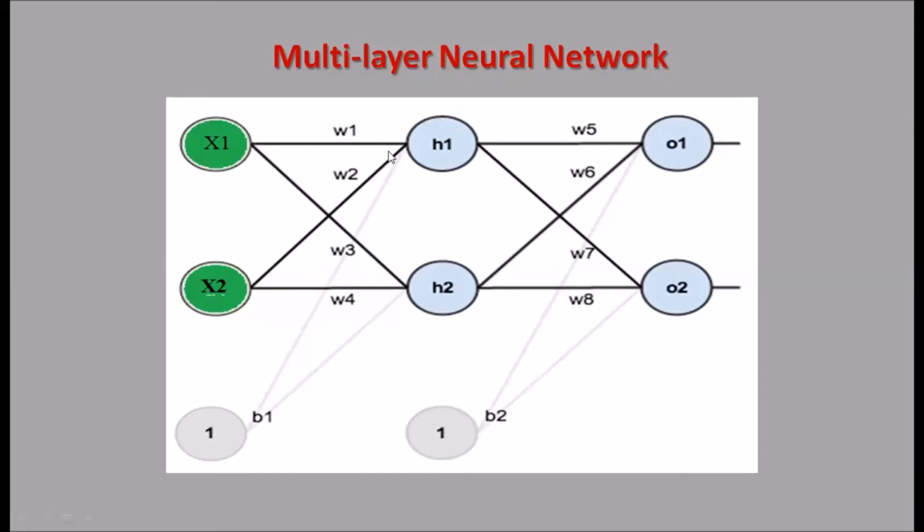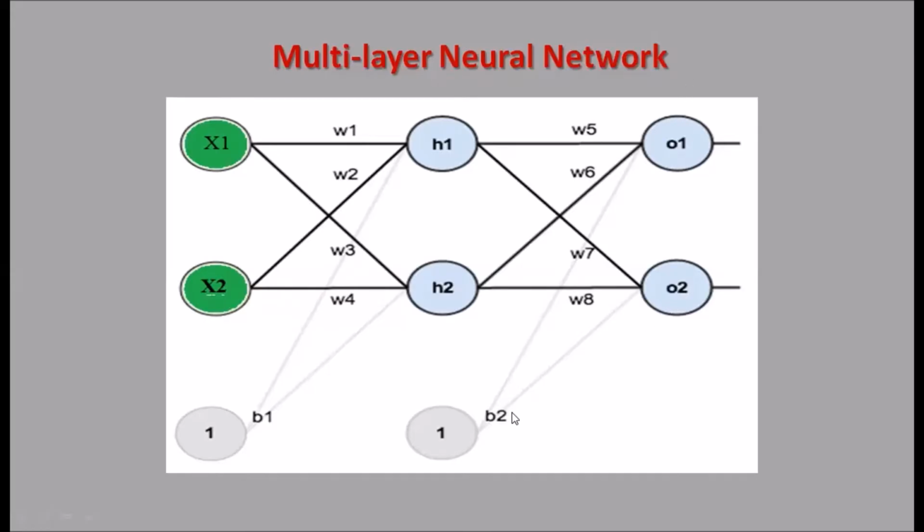So X1 is connected to H1 through this weight W1. X1 is connected to H2 through weight W2. Similarly, X2 is connected to H1 through weight W2 and X2 is connected to H2 through weight W4. Similarly, weights are assigned to these branches also. Here the hidden layer nodes are connected to the output nodes. So O1 and O2 are output nodes. Now the biases are given as B1 here. For both these hidden nodes, the same bias B1 is used, and for these two nodes, the same bias B2 is used.